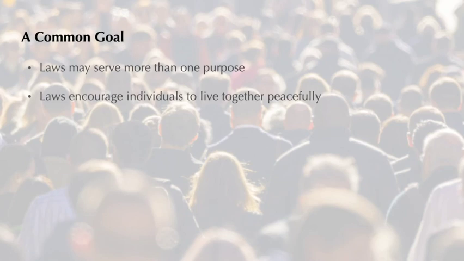Laws that regulate the quality of food protect the safety of the individual. They also serve the common good by protecting everyone in our society. The purposes of law are closely tied to each other because all laws have a common goal: to encourage people to live together peacefully.